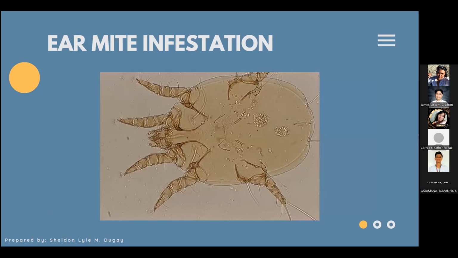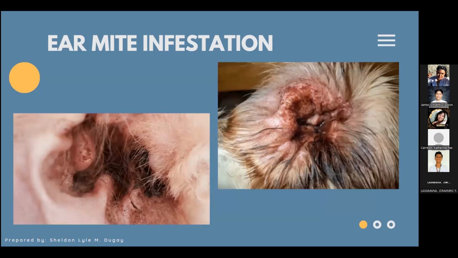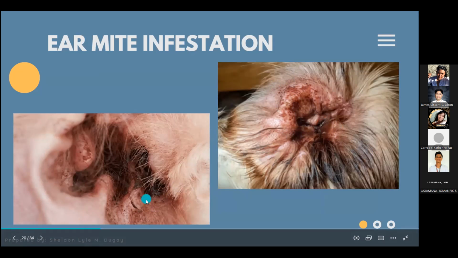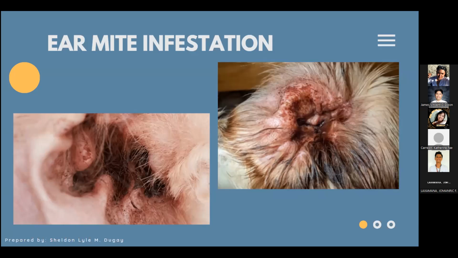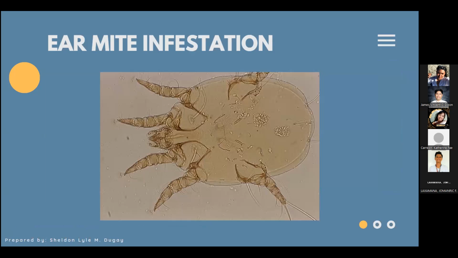Ayan yung another picture ng Otodectes. Tapos ayan, kung makikita nyo, sobrang waxy tapos hanggang sa labas, which is dapat hanggang dito lang sa loob yan. Yun. Ito pa, may namumuong mga wax din. So kung mag-skin test ka or ear swab, kukuha ka dyan tapos i-oil immersion mo, tapos titignan mo sa microscope, makikita mo yung mga gantong appearance.